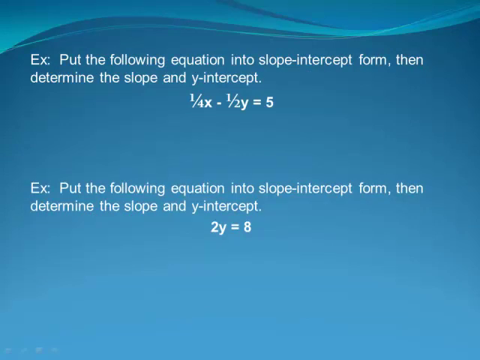Let's look at a couple more examples. Put the following equation into slope-intercept form, then determine the slope and the y-intercept of 1/4 x minus 1/2 y equals 5. Now, there are a couple of ways you could work this problem. One is you could move stuff around with the fractions, and that would be fine. An alternative way for those of you who really despise fractions is you can clear fractions in any equation, as we did in a previous module. Because that's good review, I think that's what I'm going to do.